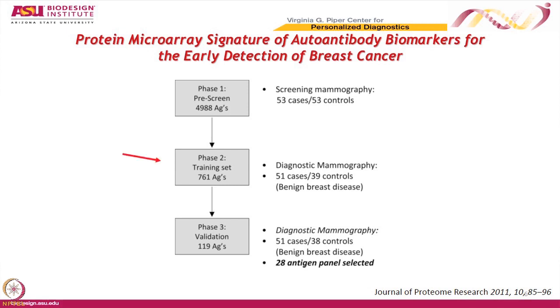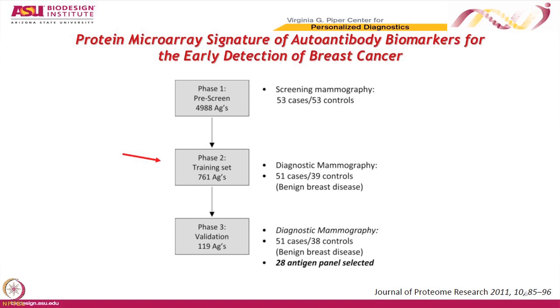Then for this set, we printed a new array, duplicates on the array, and we compared 50 cases to 39 controls, in this case where the controls had benign breast disease. So they had cysts and other things in their breasts, but no cancer. And so that allows us to distinguish between cancer and controls.